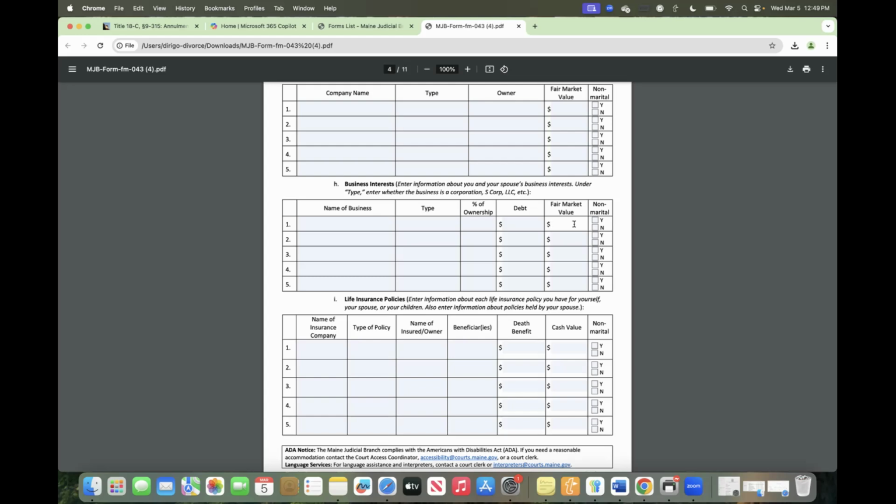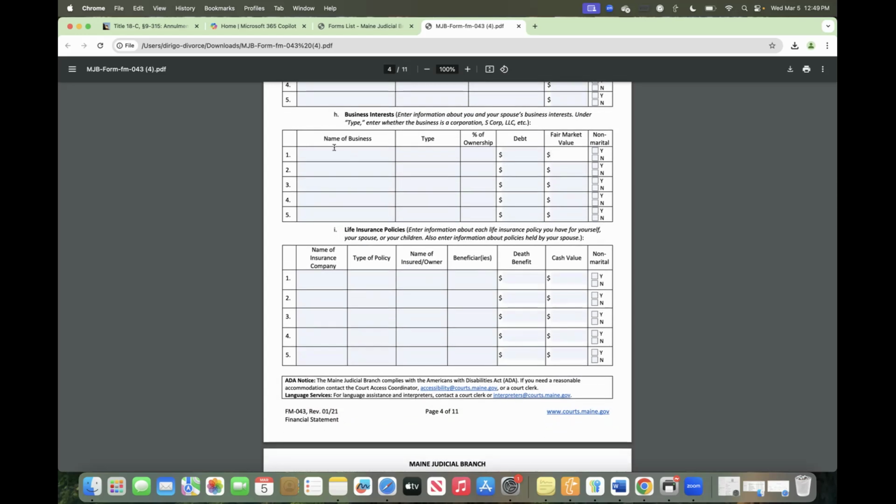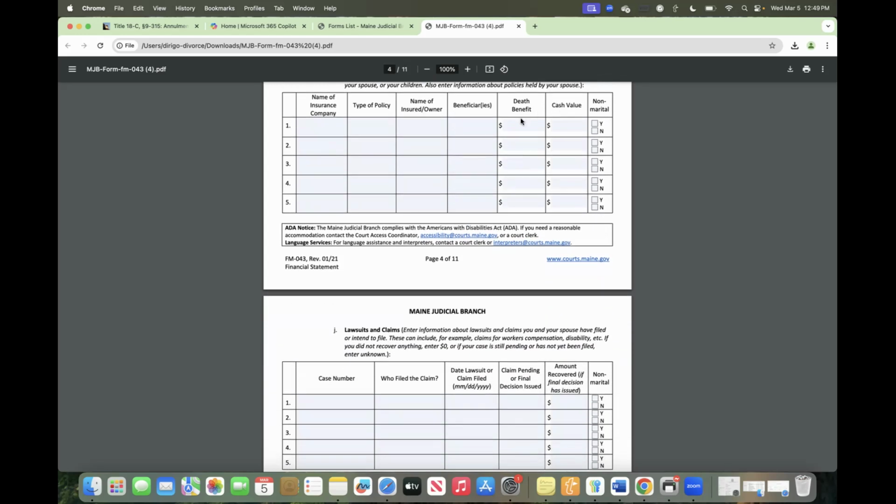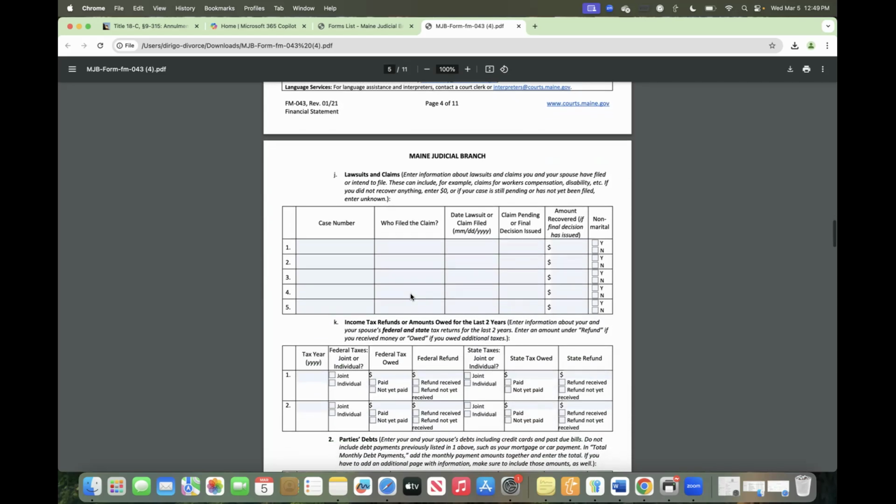You would try to give the best valuation that you can if possible. And again, is it marital or non-marital? If it was set up after the date of marriage, then it's going to be presumed to be marital. If you have a life insurance policy, you put that information here. This is term life. If there's a term life insurance policy, there might not be a cash value. If it's a whole life policy, then there could be a cash value, but you put that information here.